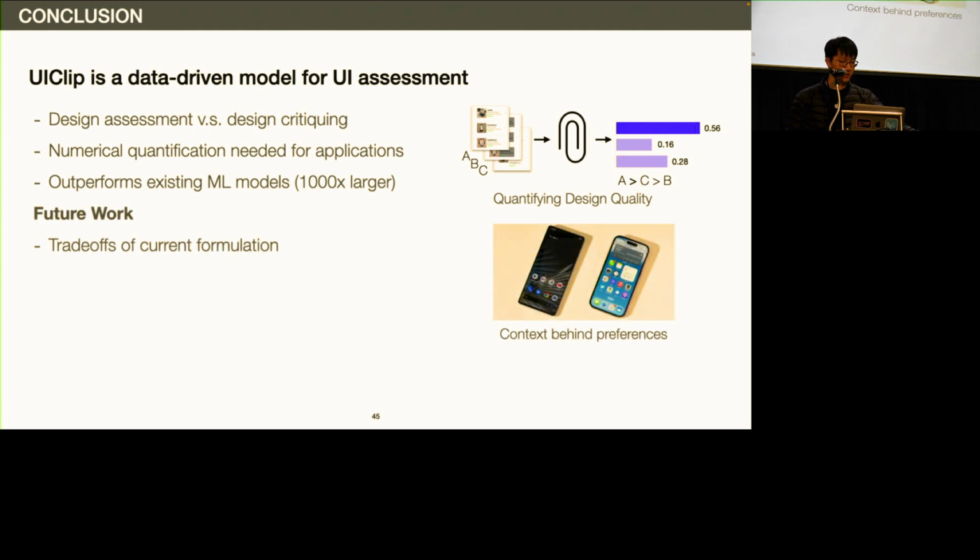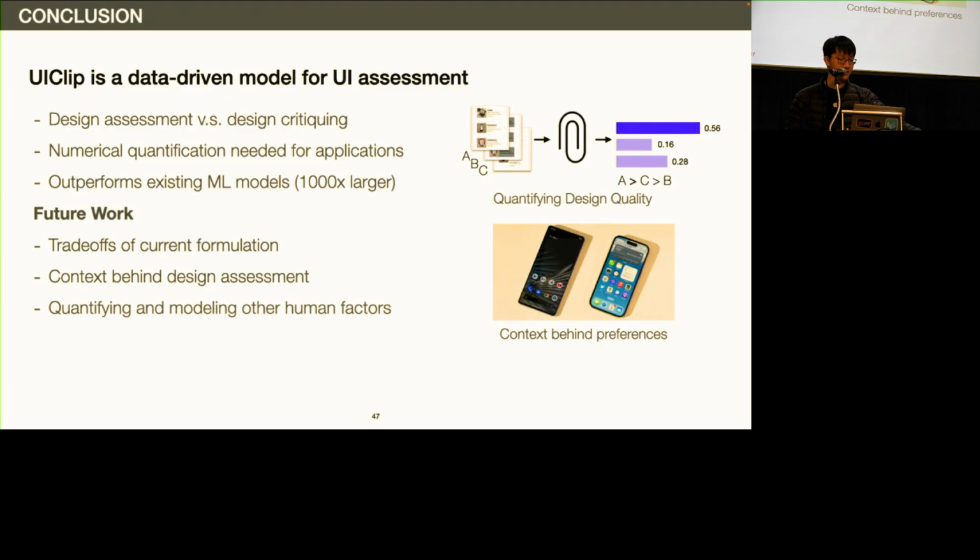So we see a couple of avenues for future work. So first, our goal of quantifying design as a single number also limits our model in different ways. So we'd like to look a little bit more at the trade-offs there. Another interesting thing we'd like to investigate is the context behind some of these design preferences, especially those provided by our human raters. So for example, we found that iOS users might rate certain design patterns more favorably because of their own familiarity using them in iOS apps.